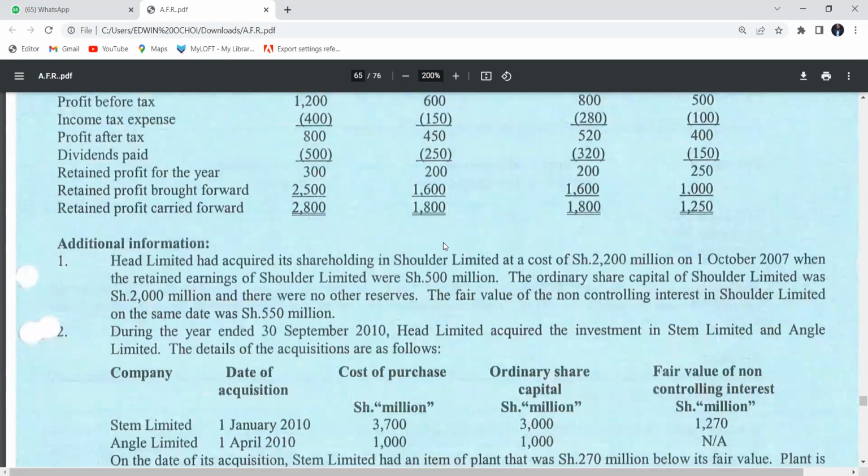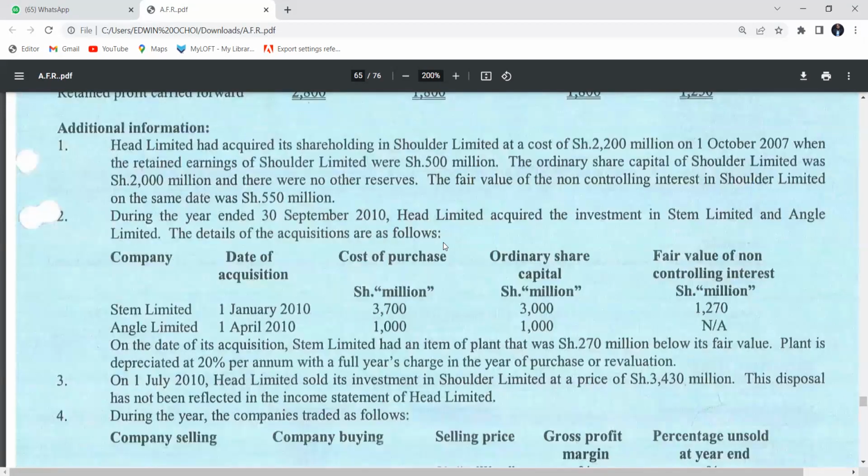Then additional information. Head had acquired its shareholding in Shoulder Limited at a cost of 2,200 on 1st October 2007, when the retained earnings of Shoulder were 500. The ordinary share capital of Shoulder Limited was 2,000, and there were no other reserves. The fair value of the non-controlling interest in Shoulder Limited on the same date was 550 million. Number 2, during the year ended 30th September 2010, Head Limited acquired the investment in STEM and Anchor Limited.